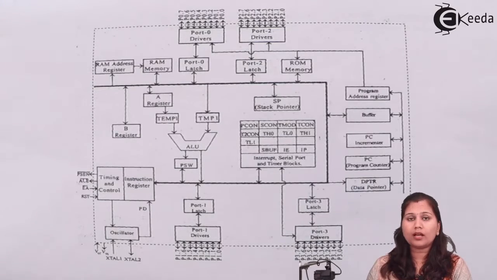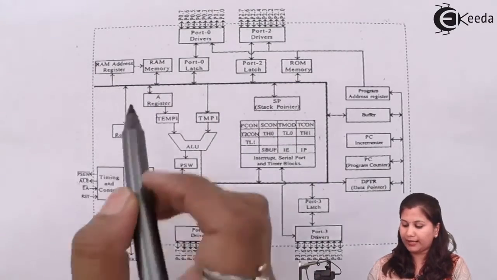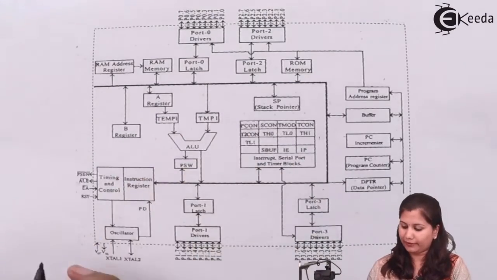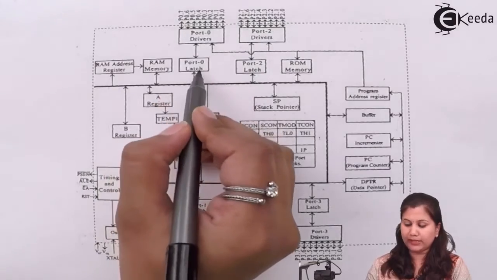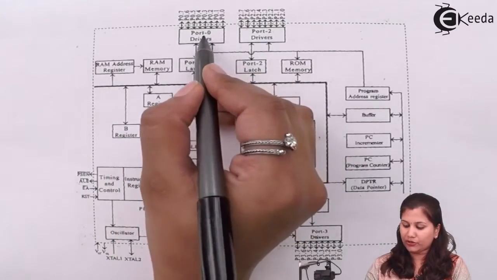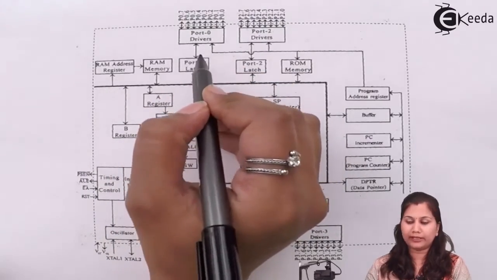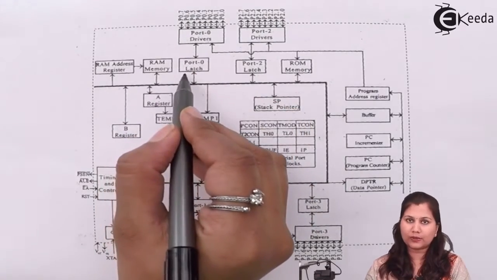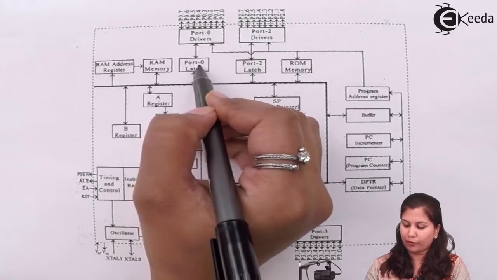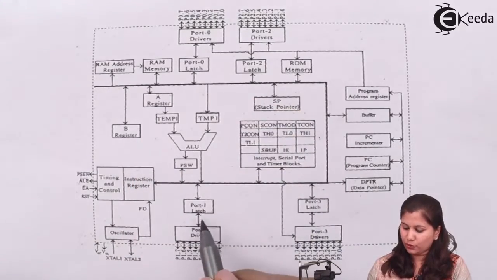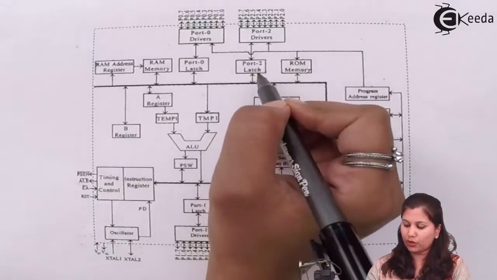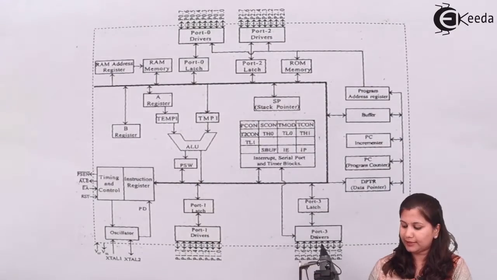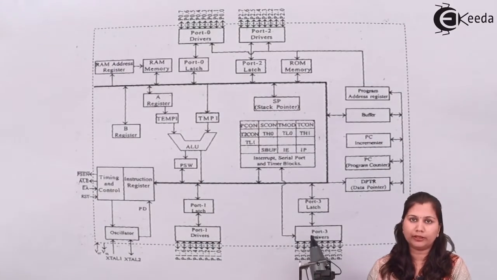Also, this 8051 has 4 ports, and these 4 ports appear as various blocks in this block diagram. This is for port 0. Port 0 has drivers and latch. Each port has a driver, or we can say a buffer, and a latch associated with it. So these two are for port 0, and these two are for port 1. These two are for port 2, and this latch and driver are for port 3.